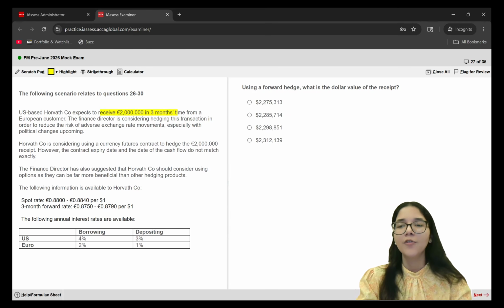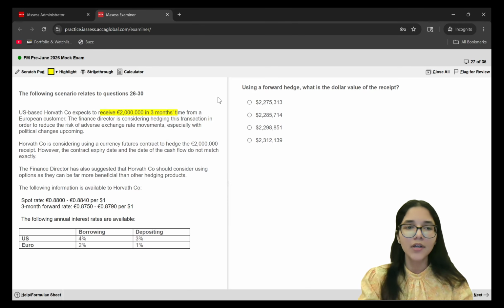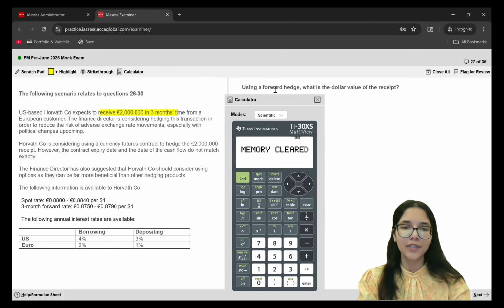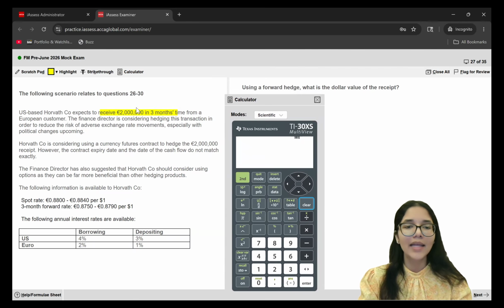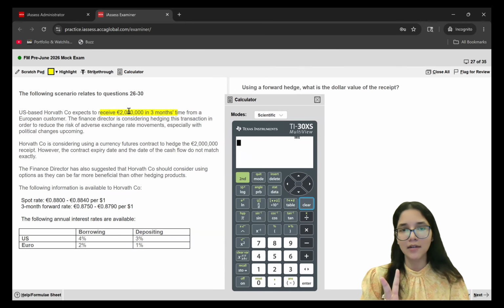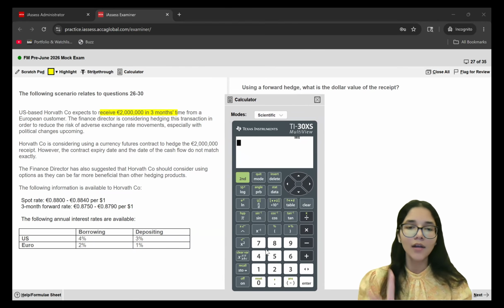Very simple. Moving ahead to the next question, using a forward hedge, what is the dollar value of the receipt? So for the dollar value of the receipt, I simply have to take the forward rate, so that I am going to receive this many euros. Now guys, there have to be two considerations over here. Firstly, do I divide or multiply? And secondly, what rate am I going to use? Will it be the higher rate or will it be the lower rate?